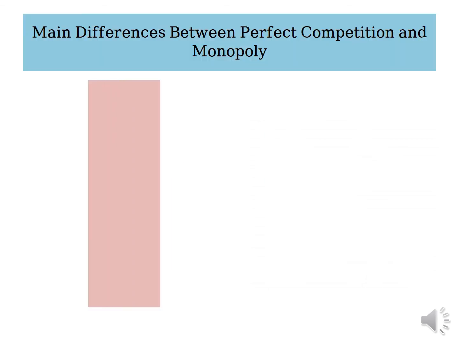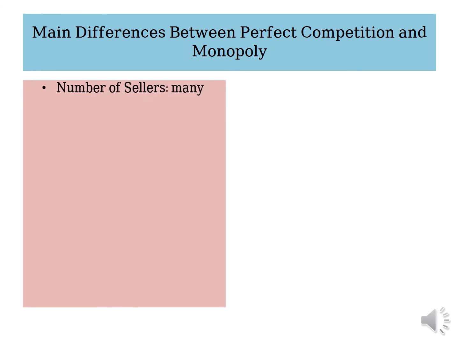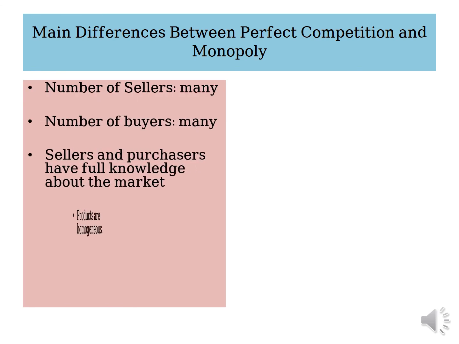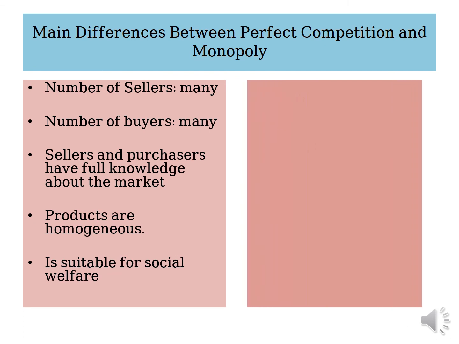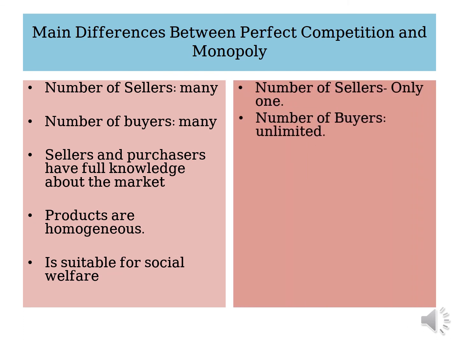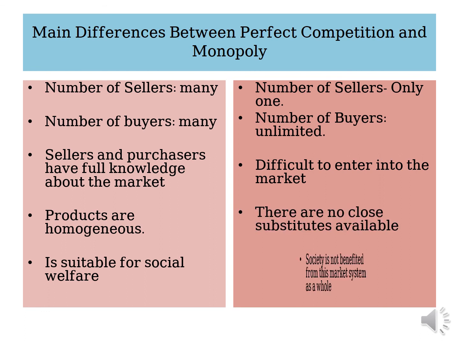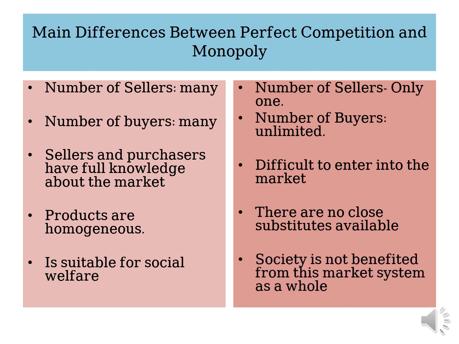Let us see the main differences between perfect competition and the monopoly market. First, consider the numbers of buyers and sellers, where in the perfect competition market, both the number of buyers and the number of sellers are unlimited. On the other hand, in a monopoly market, although the number of buyers is unlimited, the number of sellers is only one. Secondly, in perfect competition, both buyers and sellers have full knowledge regarding the market.